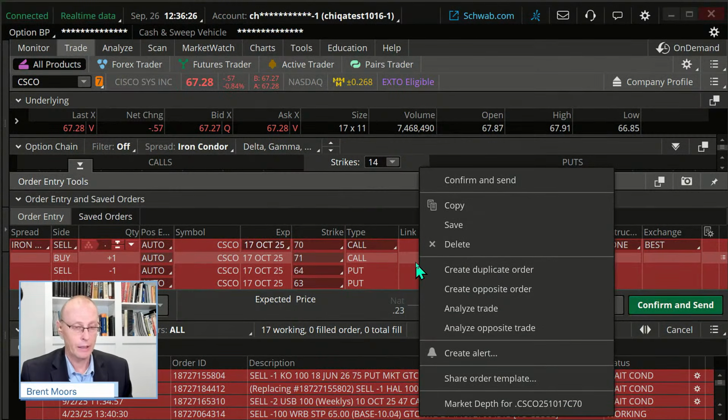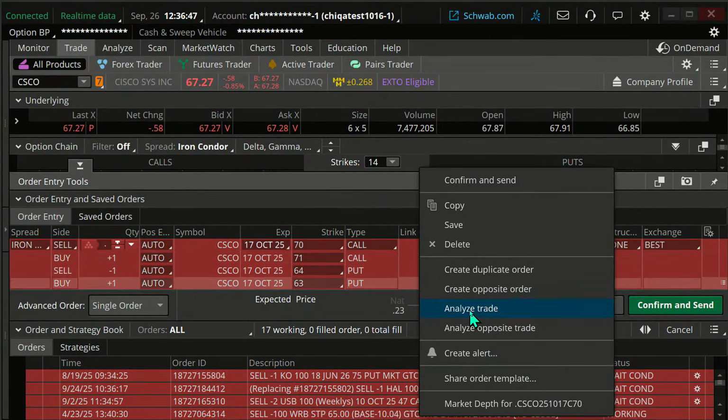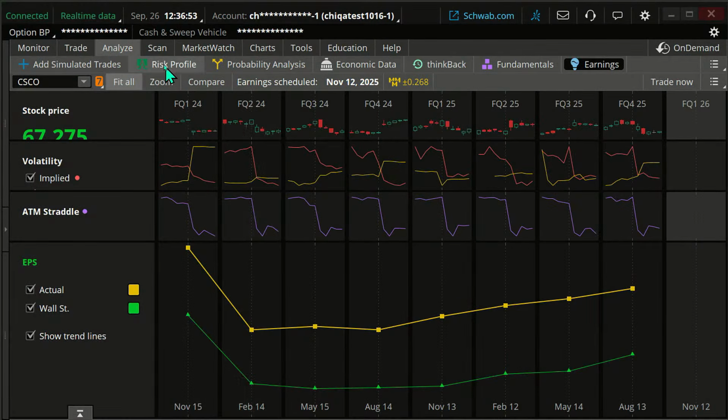Oh, by the way, here's another way to look at the trade on the Analyze tab on the risk profile. We said before you can go straight to the Analyze tab and add simulated trades. You can just go there if it's a trade you're already in. Well, on this one, we're not in it yet, but on this page, once you add the trade, you can always click on Analyze Trade, okay? Okay, let's go here, and I want to go to risk profile.